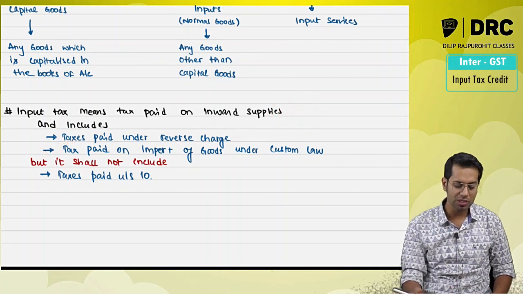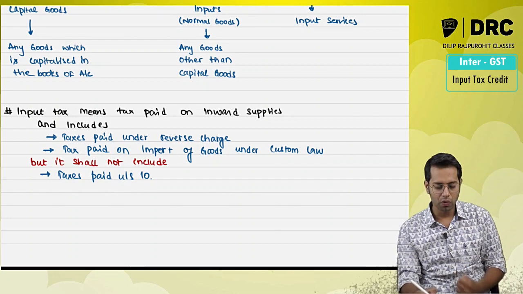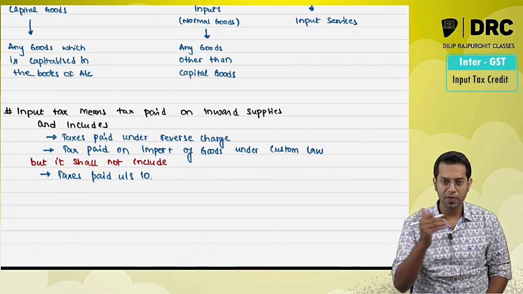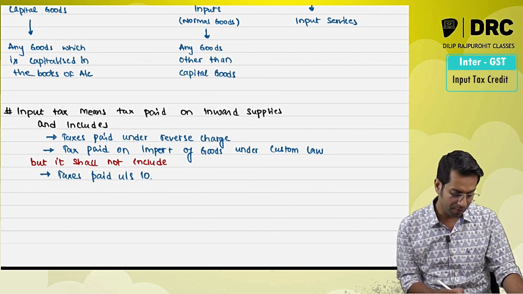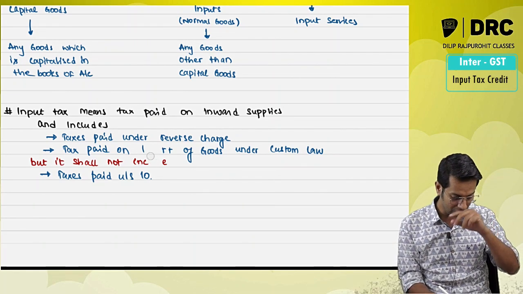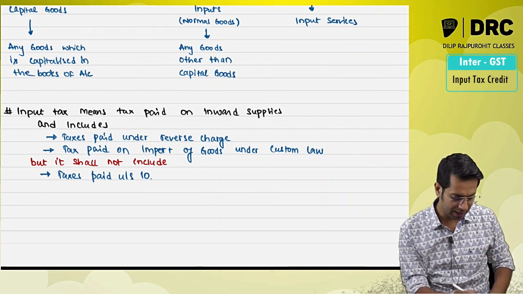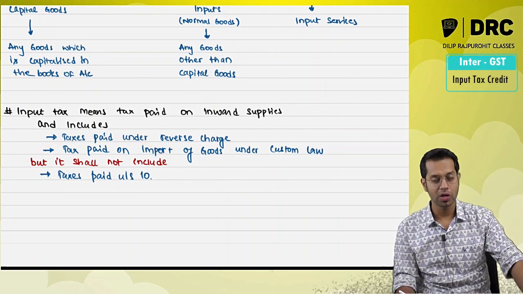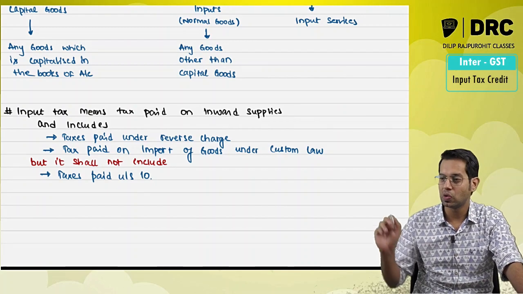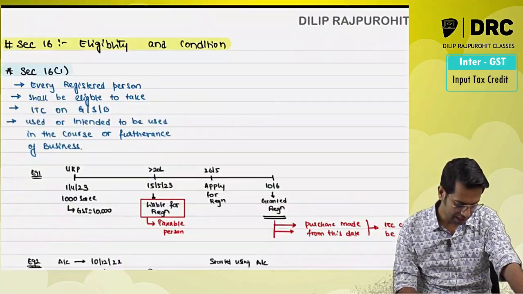And the taxes paid by you on import of goods under customs law. Whenever you are importing anything to India, you have to pay taxes on those things. Whatever taxes you have paid on import of goods under customs law will also be treated as input tax, but it shall not include what, sir? Input tax shall not include the tax paid by you under section 10.